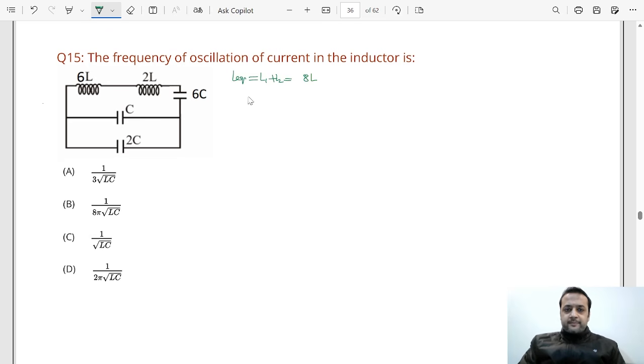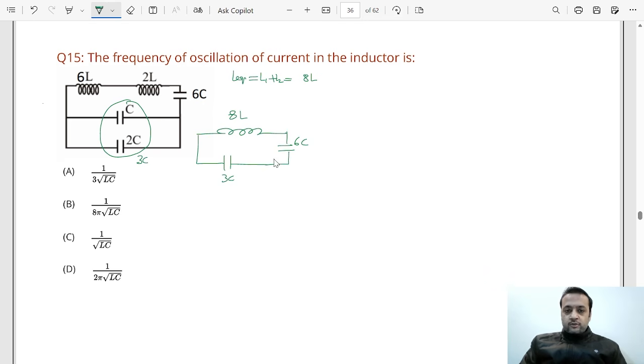8L. Now if you look at these two capacitors, they are in parallel. We know that capacitors can be simply added in parallel, so C plus 2C will become 3C. Now this overall 3C is in series with 6C. In the circuit, 6L and 2L will become 8L, and then this 3C and 6C will be in series.